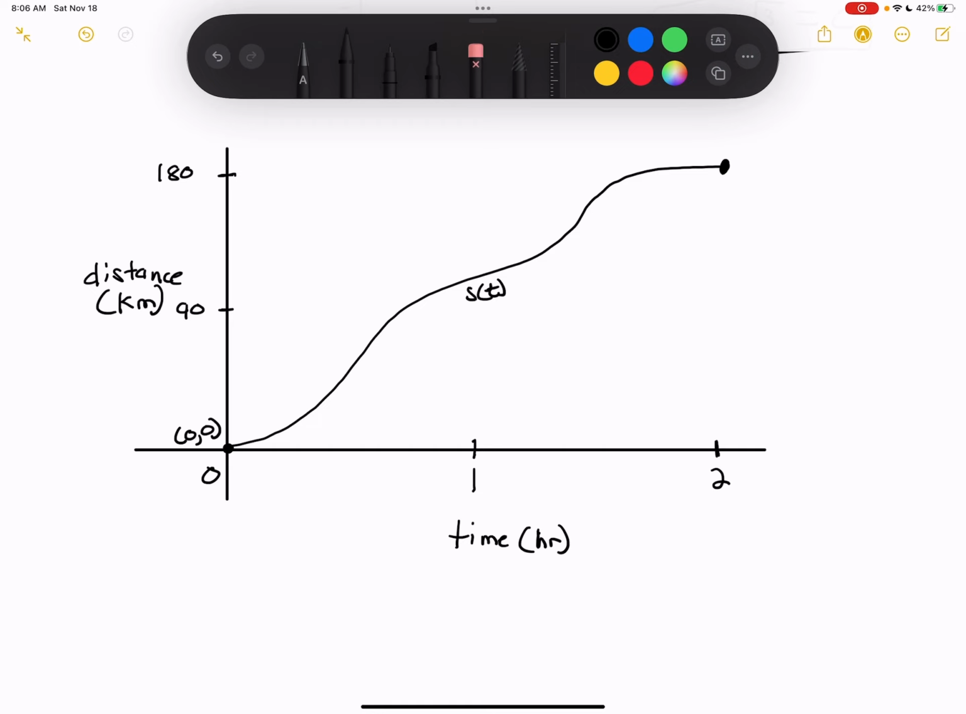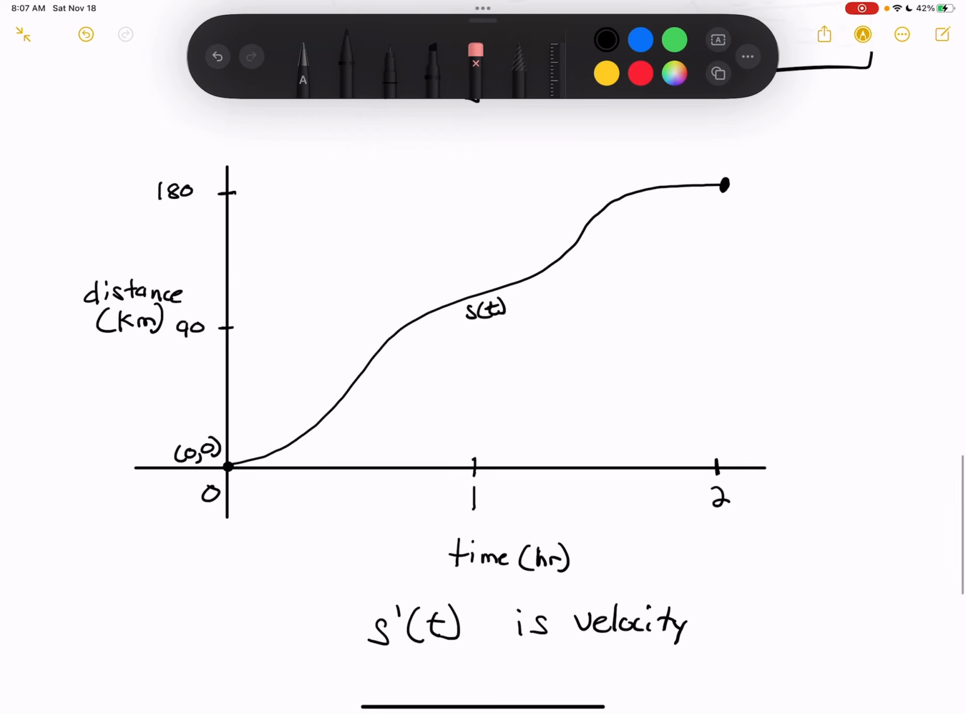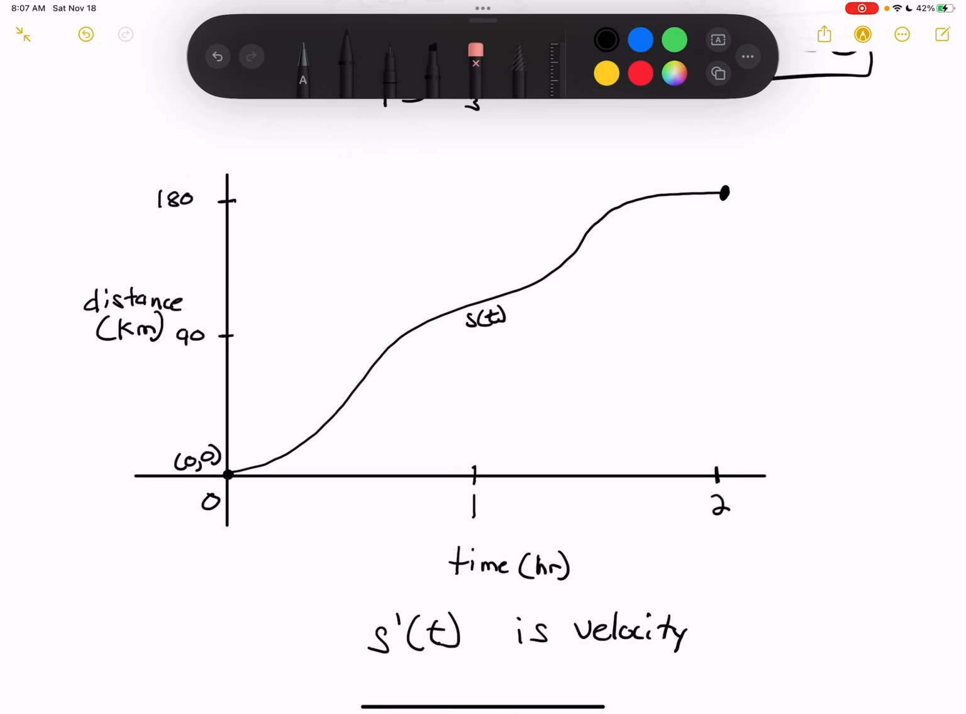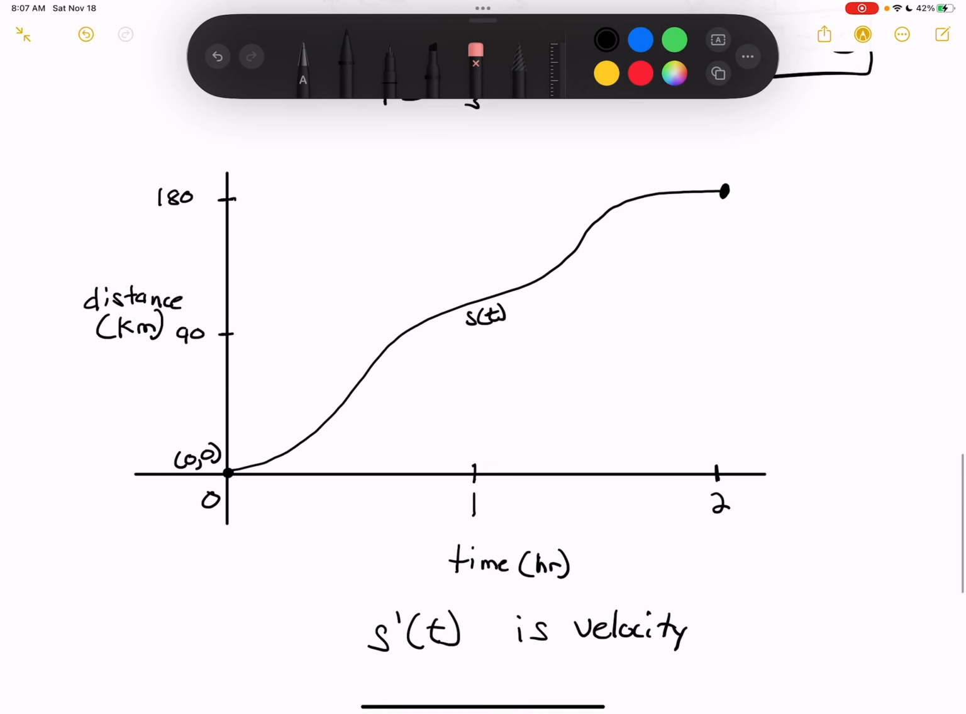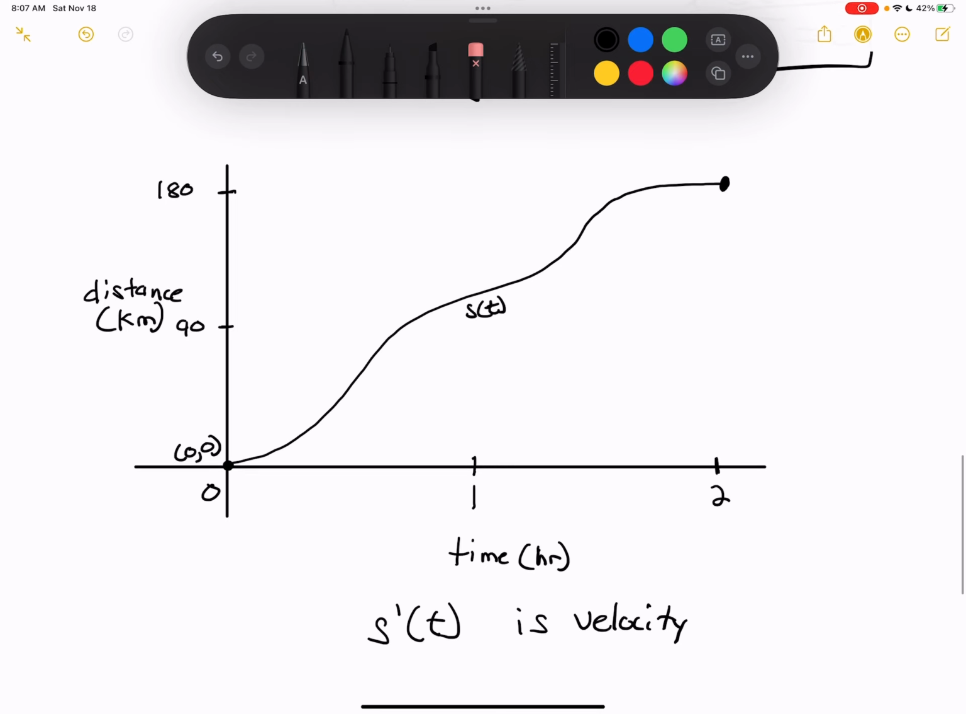And if you don't know, the derivative of a position function like s of t, s prime of t, is velocity. So let's prove that the mean value theorem exists, and we're going to see this particular interpretation of what that means here. So we know that in this case, this object or particle or point traveled 180 kilometers after 2 hours.